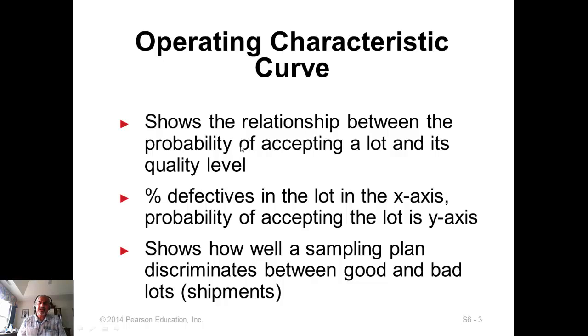So it shows the relationship between probability of accepting the lot on the y-axis and the quality level of the lot. Quality level meaning what percentage of defectives are in the lot. Okay, so percentage of defectives in the lot goes on the x-axis, and the probability of accepting the lot goes on the y-axis. Then you compute for different values of defectives in the lot, what will be the corresponding probability of accepting the lot for a given sampling plan n, C. Okay, it shows how well a sampling plan discriminates between good and bad shipments.